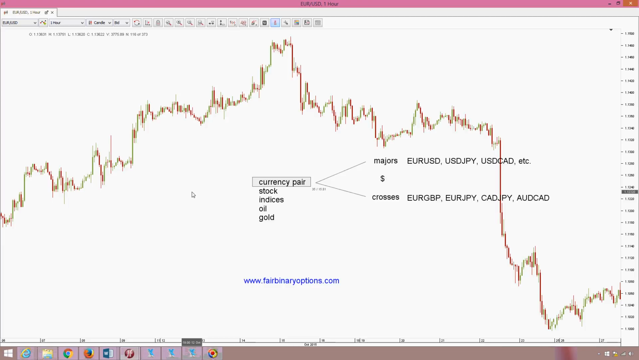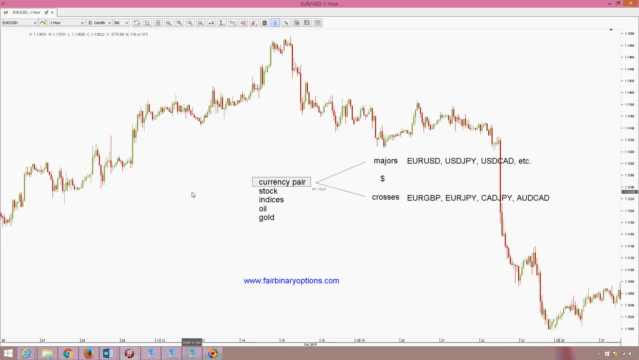fairbinaryoptions.com here, and this is the second part in our guide on how to trade binary options based on a currency pair. And we said that the first decision a trader should take is to consider what financial product, from the ones that the binary option broker is offering, to trade.